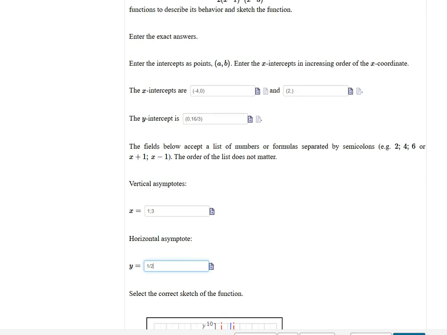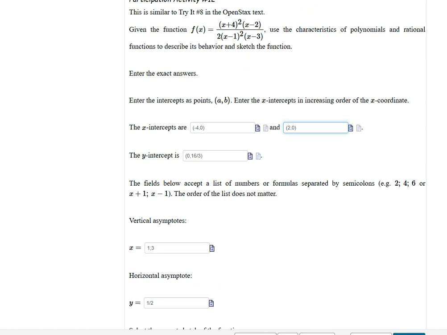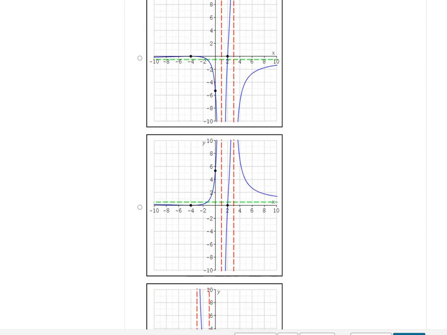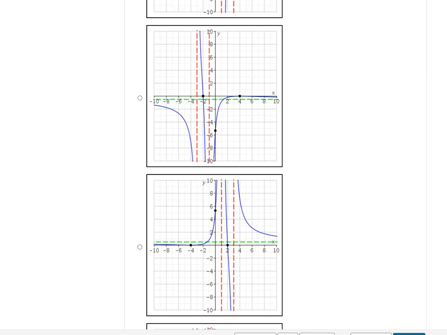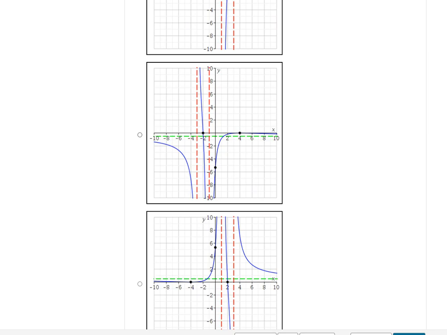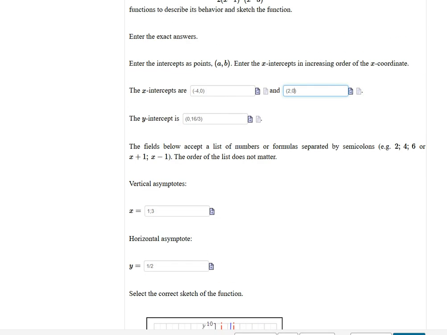So, oh Lord, it's got to cross, oh, whoops, missed my 0 right there. That would have been bad. I would have gotten a red box. Don't want that. Let's see. We need to cross the x-axis at -4 and 2. It looks like it's crossing there and there. -2 and 4. Okay, so it cannot be the third one or the last one based on that.